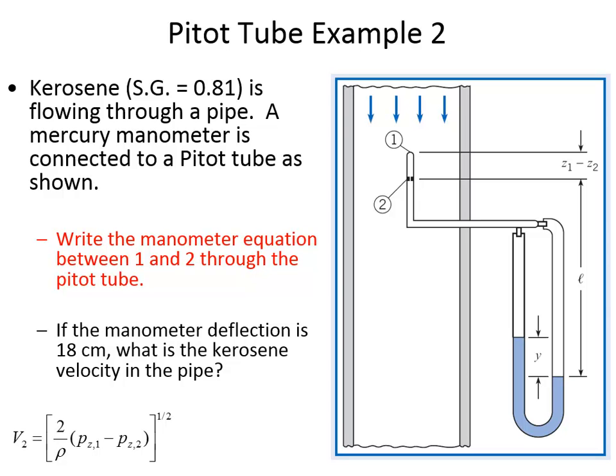All right. And so what we could say is that this first term of P1 plus gamma of kerosene Z1 is P sub Z1. The second term here, P2 plus gamma of kerosene times Z2, that's P sub Z2. And it's equal to y times gamma Hg minus gamma kerosene. Any questions so far?